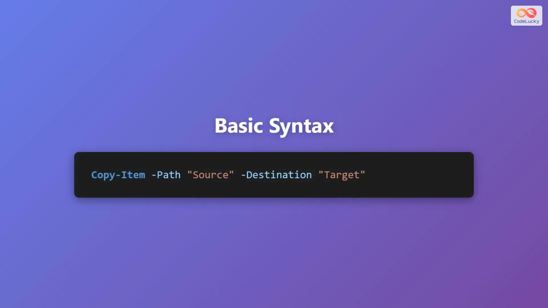Let's start with the basic syntax of Copy-Item. The cmdlet requires two main parameters, path and destination. The path parameter specifies the source location of the file or folder you want to copy. The destination parameter specifies where you want to copy the item to. This simple structure makes Copy-Item intuitive to use. You use the dash symbol before each parameter name, followed by the path enclosed in double quotes. This fundamental pattern forms the basis of all Copy-Item operations you'll perform.